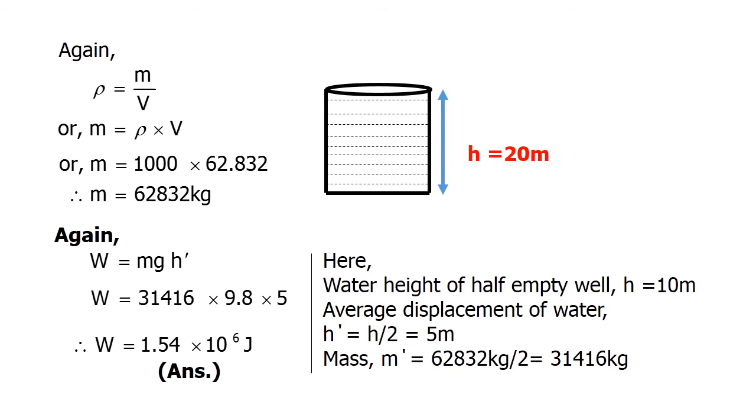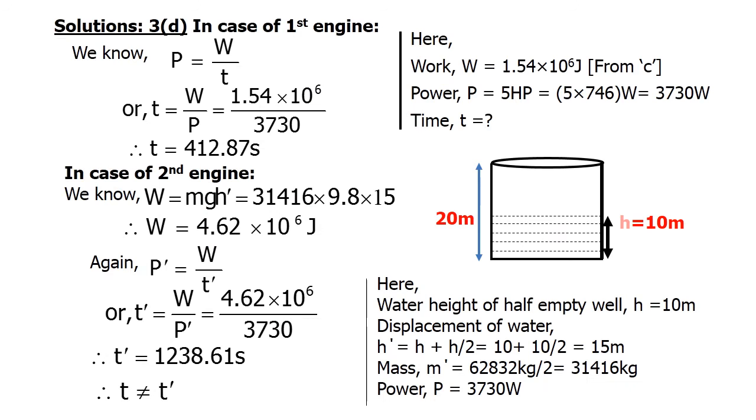And we have to consider the mass also as half, because the pump will take half the amount of water from the well, so the mass will be 31416 kg. After putting the values of m, g and h in the equation W equal to mgh, we get the result W, which is 1.54 into 10 to the power 6 joule. That is the answer to the question.